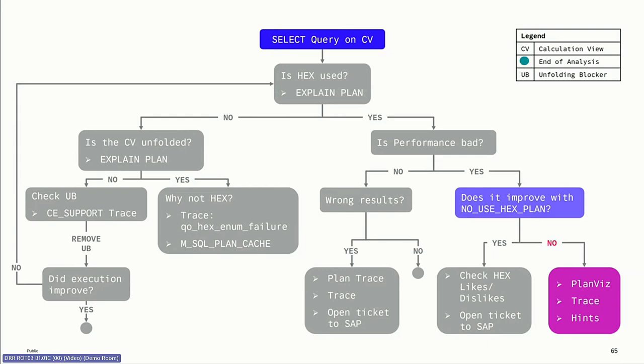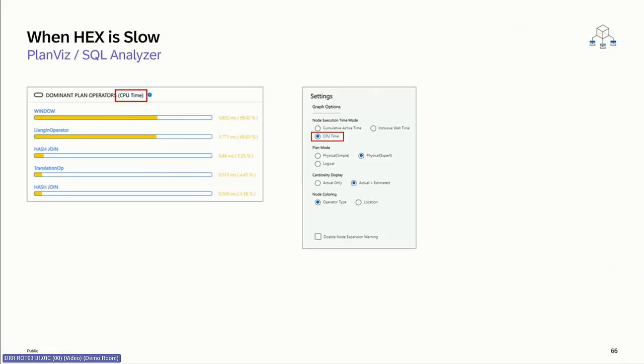If you have bad performance and it doesn't improve when you add the hint no use hex plan, or even gets worse when you add the hint no use hex plan, then we have to find the hotspot. In this, Manuel already shared how we can look for those in the planvis.